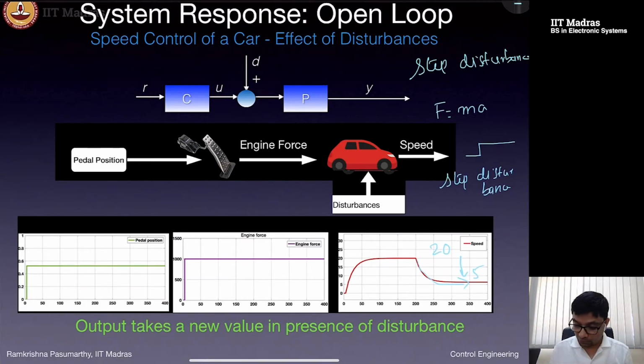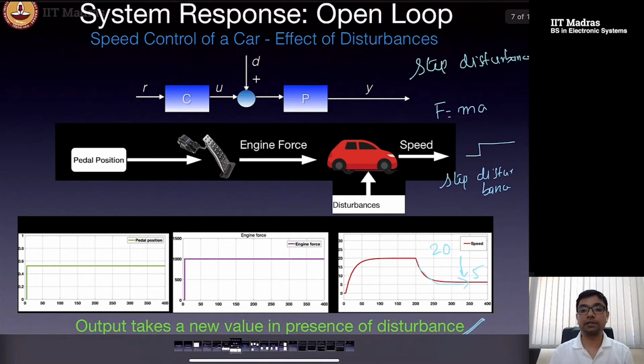So, in conclusion, the output takes a new value in the presence of a disturbance. Okay, first observation. How we will deal with this? Is this really good? Is this bad? We will not worry about that. What I know now is that in the presence of a disturbance, my output will not really stay at the value which I desire.